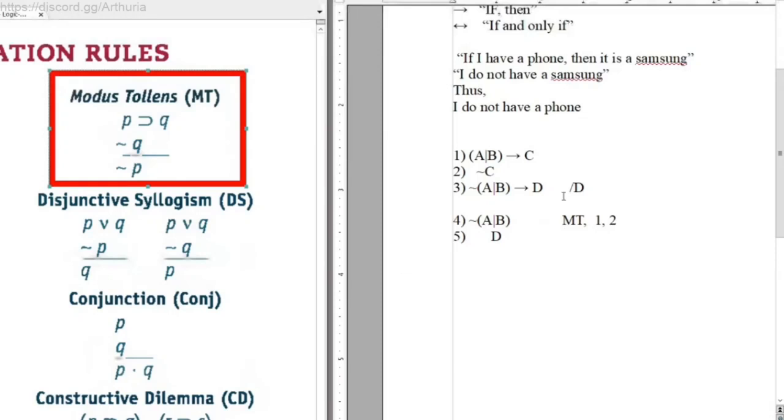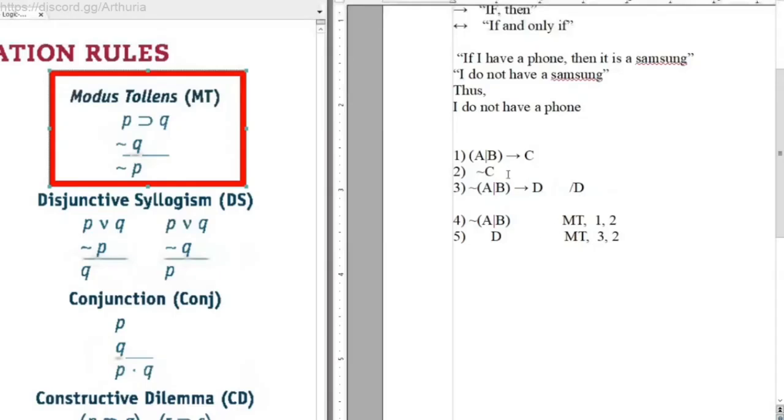So I have this line 4, right? I'm trying to get D. That's what this is telling me. It says try to get D. So I'm looking around and I see that D is in line 3. So what rule can I apply using line 3 and any of the other lines to write D? MT, 3, 2. So MT, right? Your idea is 3, 2.